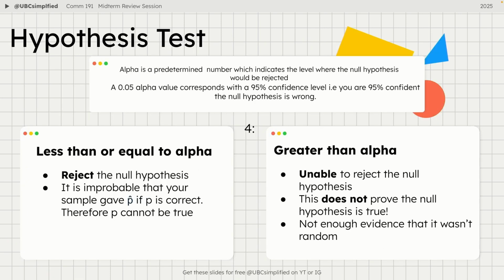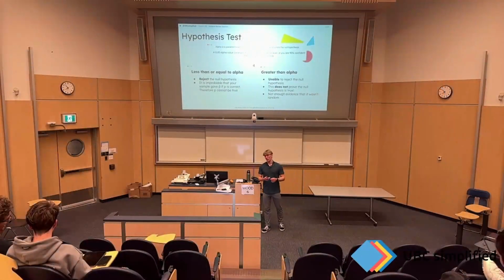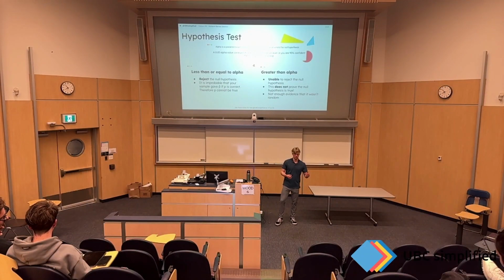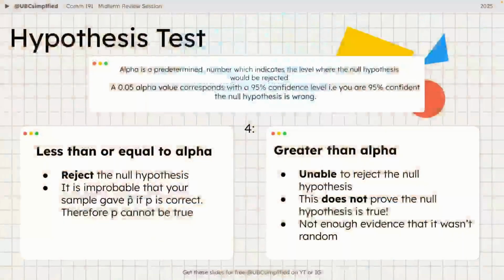So once you've done all that, the last step is to reject the null hypothesis if it is equal to or less than alpha. But the important thing to keep in mind is if it's greater than alpha, so let's say it's greater than 0.05, it does not mean that the null hypothesis is true. It just means that you're unable to reject it. So if there's a question that says, oh, because your alpha level was 0.9, does this mean the null hypothesis is true? That's not the case. You don't know for certain. All you're able to do is just not reject it. There's not enough evidence that it was random.